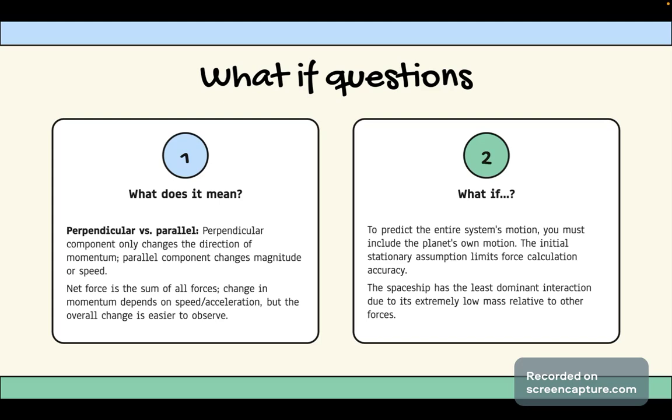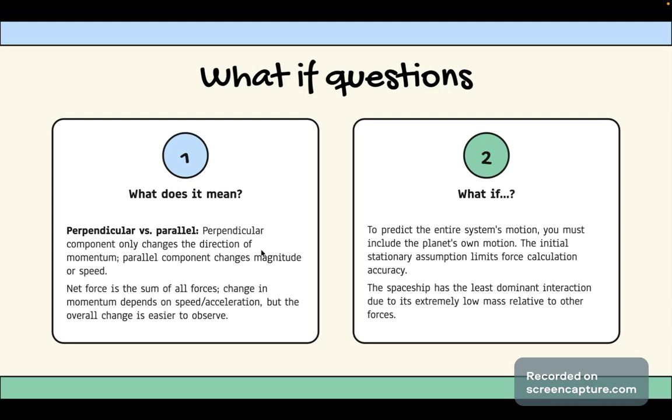So for the what-if questions, what does it mean? For perpendicular versus parallel, the perpendicular component only changes the direction of the momentum, while the parallel component changes the magnitude, or speed. So the net force is the sum of all forces. Change in momentum depends on the speed and acceleration, but the overall change is easier to observe when we're looking at the change in momentum versus the net force.